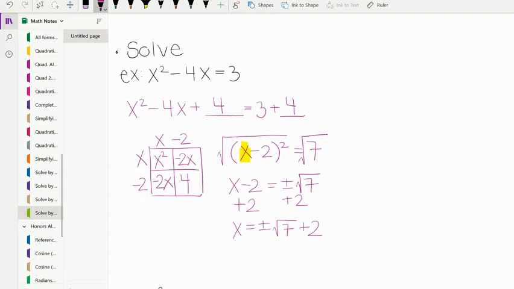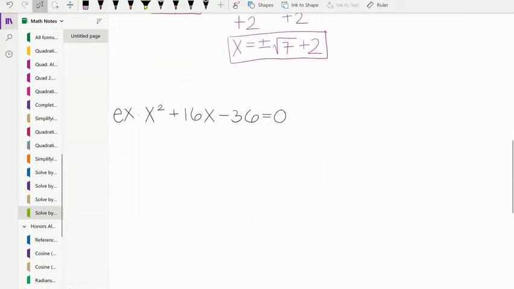Okay, so the square root of 7 we can't really find, so we just leave it like that. And so remember, this is actually 2 answers. It's positive root 7 plus 2 and negative root 7 plus 2. So this is where the graph crosses the x-axis at those 2 points. So if we wanted to know exactly where it was, we could actually put root 7 in our calculator and see what that would look like.